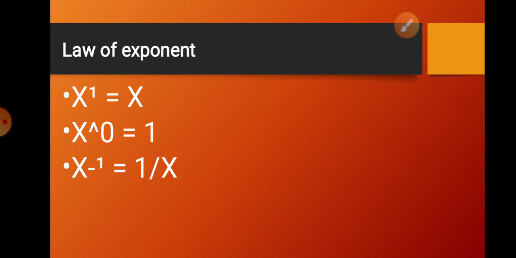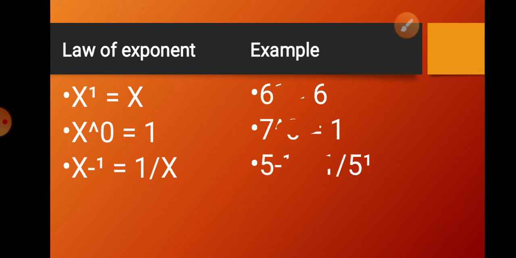First is if you have x to the power of 1. Second is if you have x to the power of 0. Third is x to the power of negative 1. So first, if you have x to the power of 1, it is equal to x or the base. If you have x to the power of 0, it is equal to 1, not a 0 but 1.